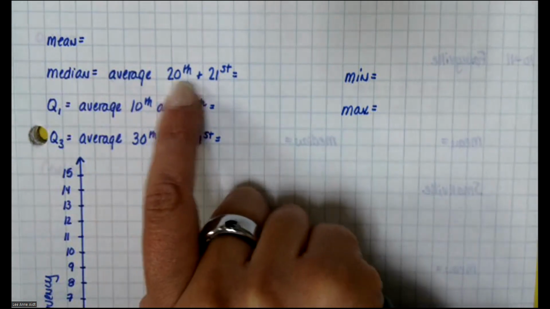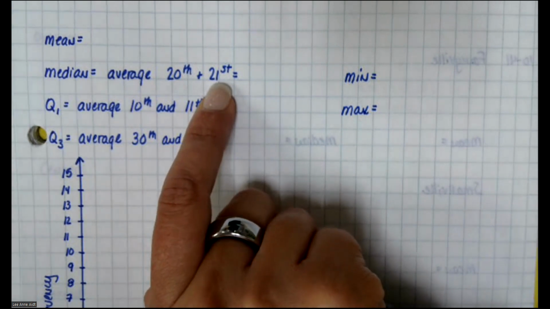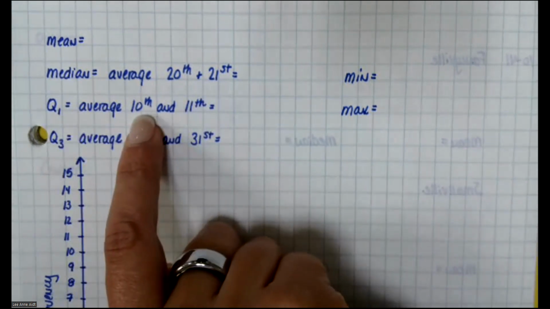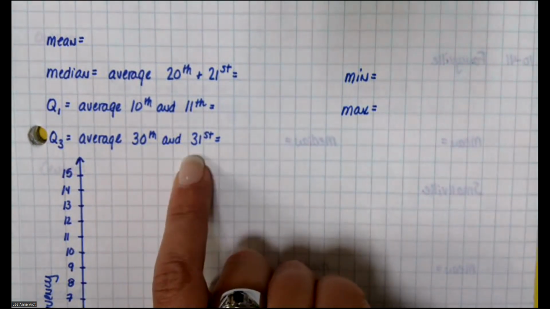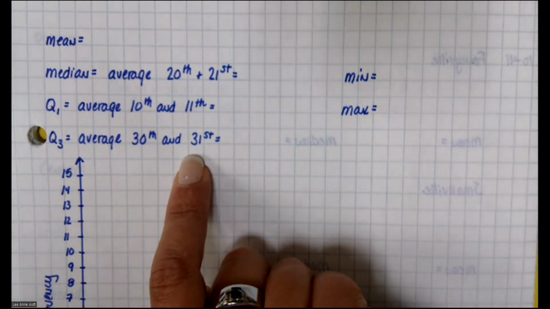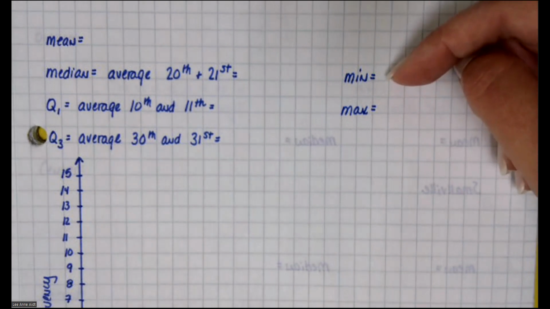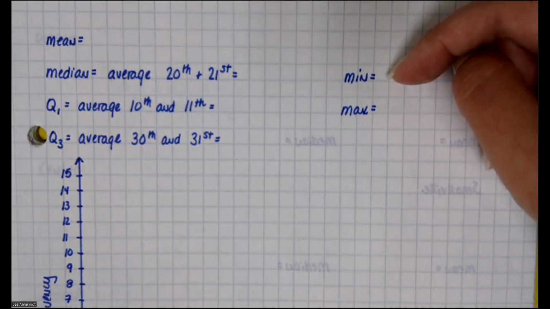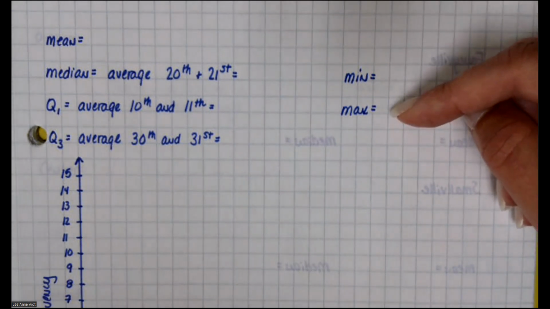Okay. The median will be the average of your 20th and 21st number. Quartile 1 will be the average of your 10th and 11th number. And quartile 3 will be the average of your 30th and 31st number. Do you guys know how to average? Just add the 2 and divide by 2. And then the min is the winner, whoever got closest to the hole. It's not a person, it's the number closest to the hole. And then the max is the poor person who had the roller. Somebody had a roller.